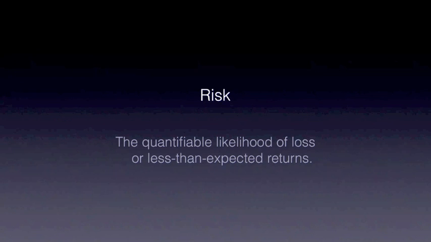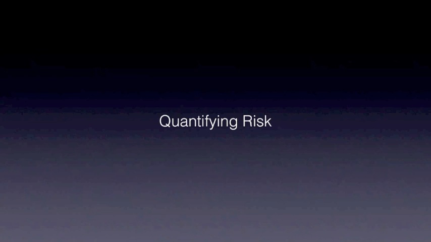So risk, of course, is classified as the quantifiable likelihood of loss or less than expected returns. And obviously all of us would like to avoid risk as much as we can, or the negative consequences of risk. Unfortunately, risk is part of everyday life, and it's just one of those things that we need to accept and, of course, try to minimize as best we can. These are all things that we can't really avoid, but what we'd like to do is avoid those things that we can and minimize our overall life risk.